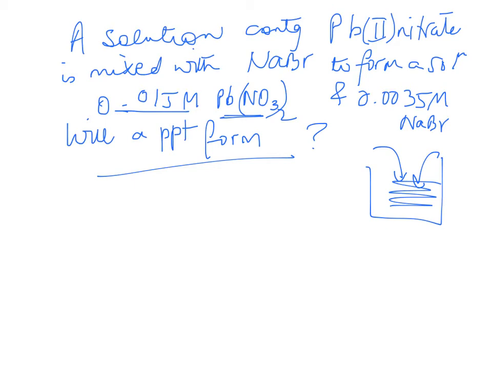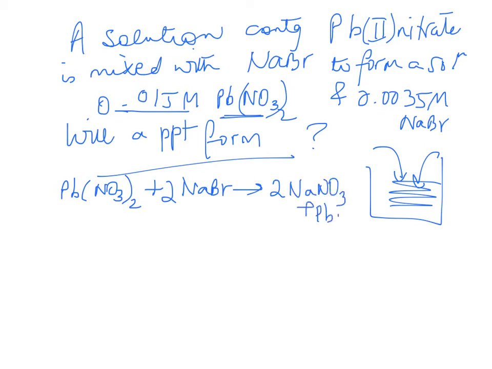And the whole point of doing that is essentially to give you the concentrations of the lead and the bromine. And so hopefully you can see that when you're mixing Pb(NO3)2 with NaBr, you'll need 2 of these. You're going to end up with 2 NaNO3 plus PbBr2. So that's going to be your solid.